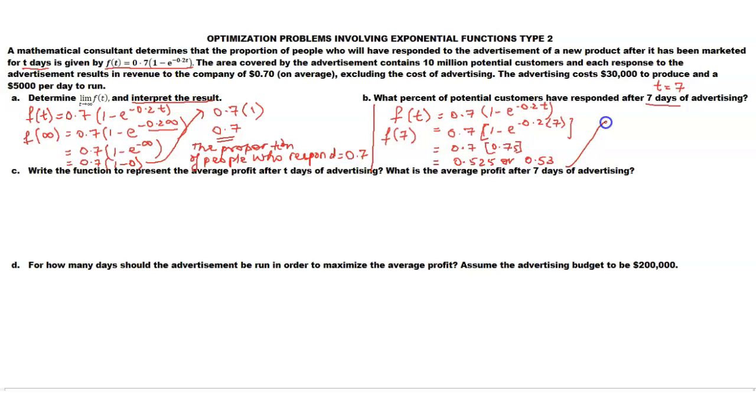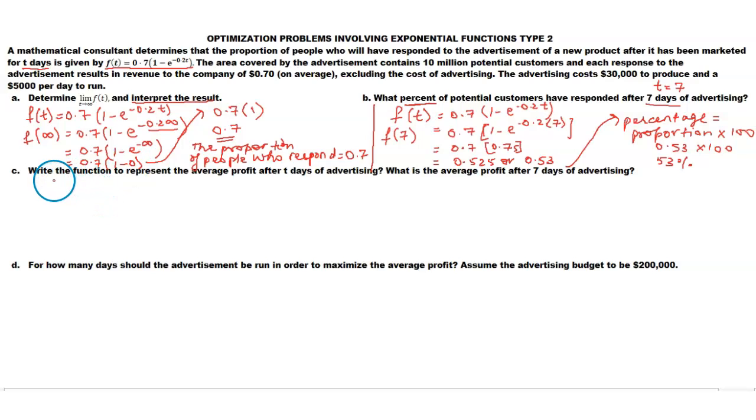We need to find out not the proportion, we need to find out the percentage. And percentage is always going to be proportion multiplied by 100. Proportion is nothing but fraction. So whenever we are given a fraction and we need to find a percentage, we just need to multiply the fraction with 100 and we get percentage. And we would be able to get 53% of people would respond to the advertisement in 7 days.